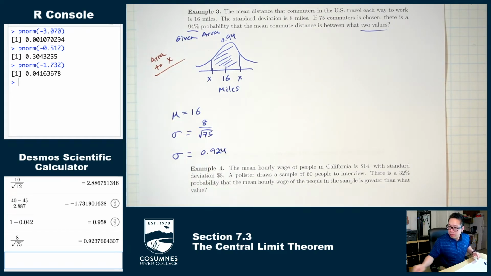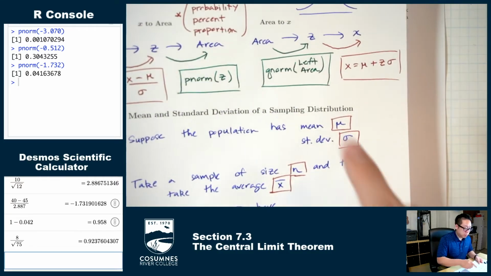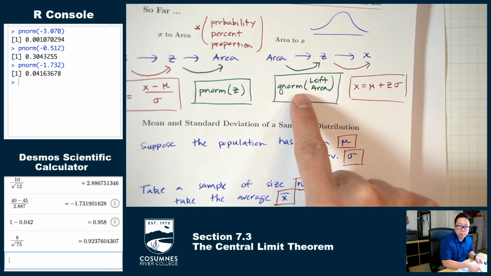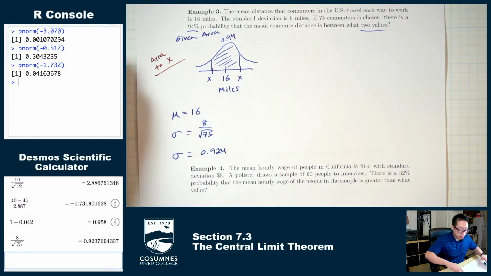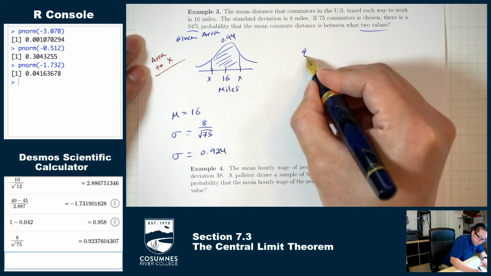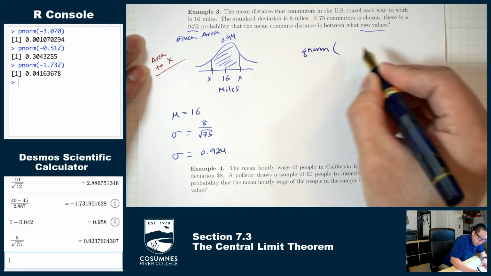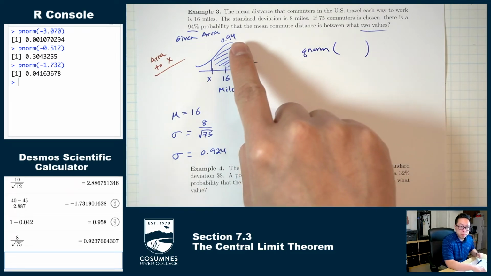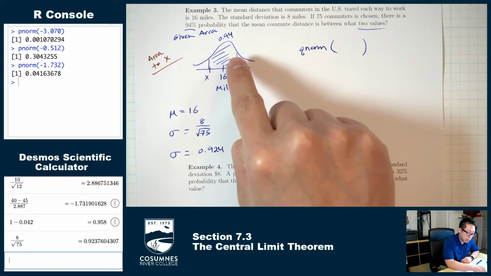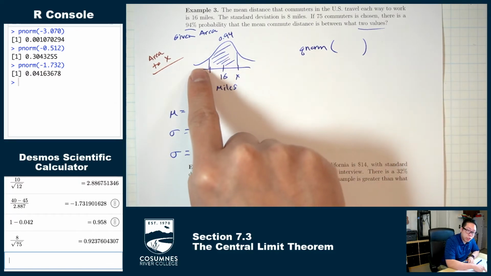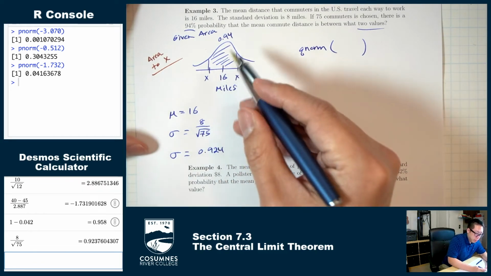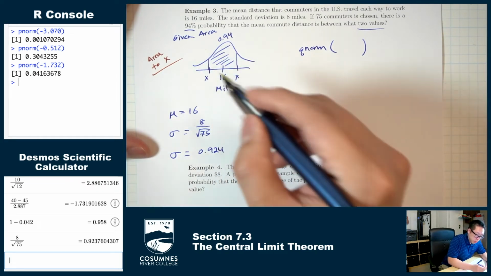All right, this is an area to x problem. First thing I need to do is Q-norm the left area. What is the left area? Is the left area 0.94? No, 0.94 is the area in the middle. I want this left unshaded part here. So what I need to do here is 1 minus 0.94.